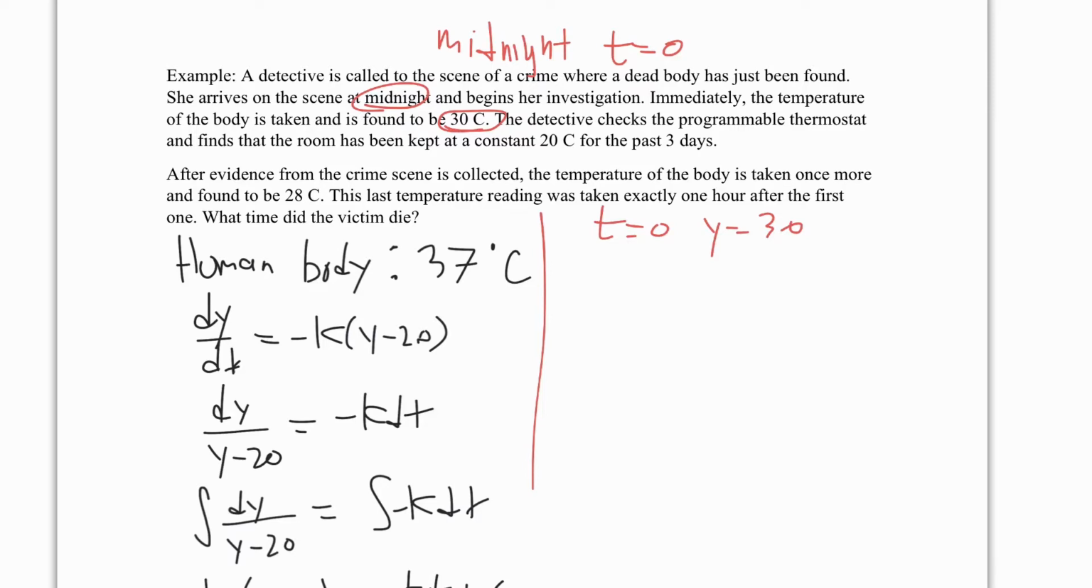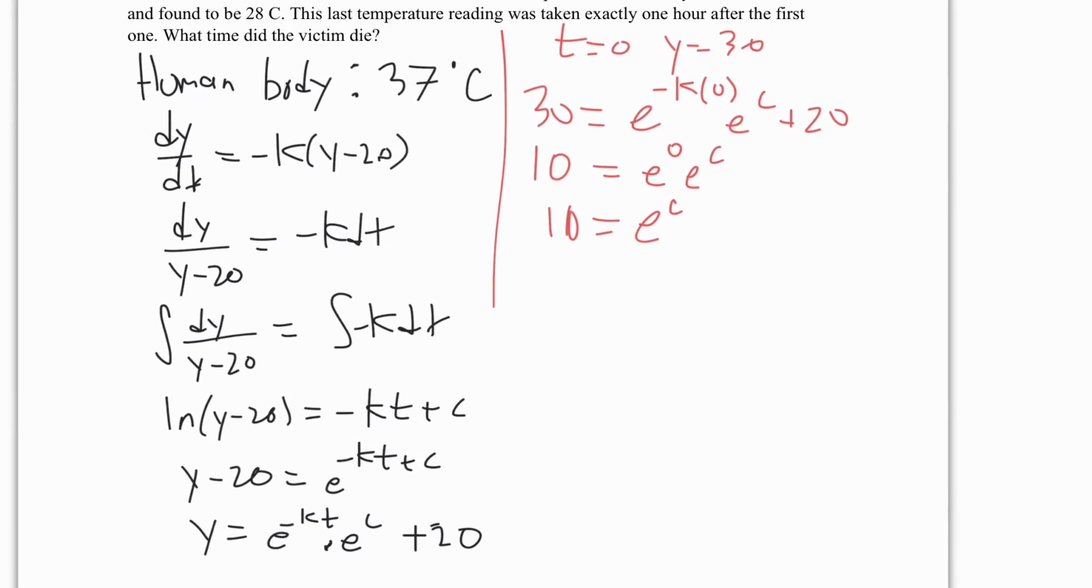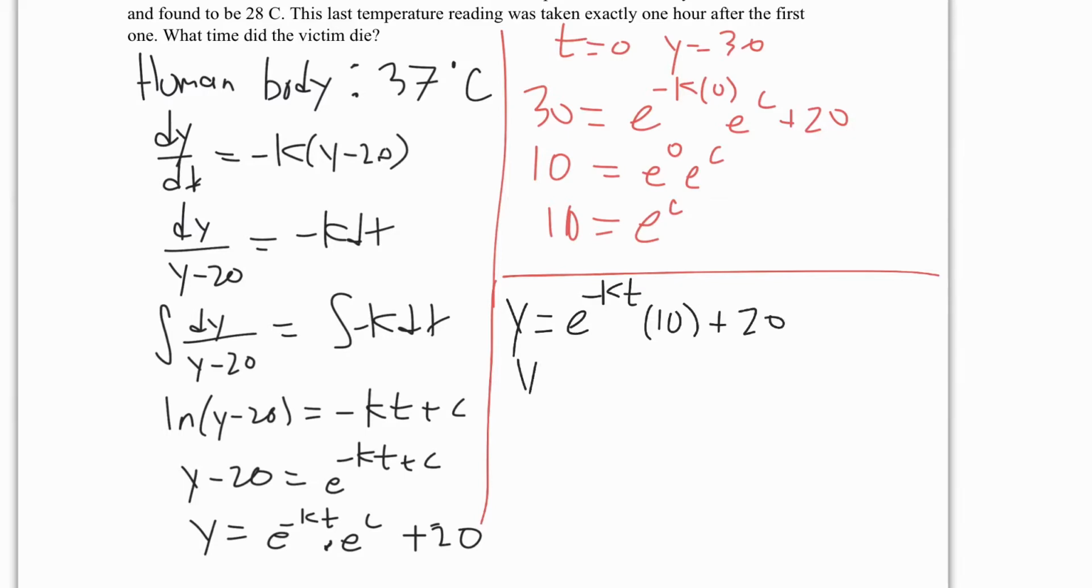So let's plug that into our equation. We'll get 30 is equal to e to the negative k times 0, e to the c, plus 20. So it'll give 10 is equal to e to the 0, e to the c, or 10 is equal to just e to the c. So we can plug that information back in, and we'll now get y is equal to e to the negative kt times 10 plus 20. I like to put that 10 in front.